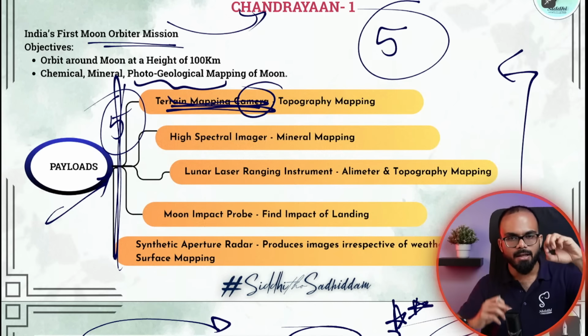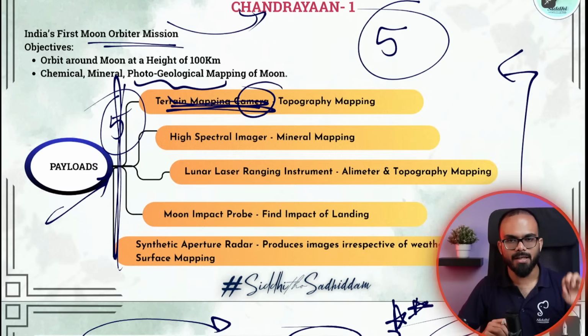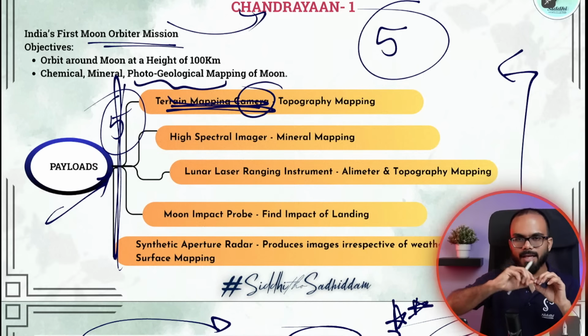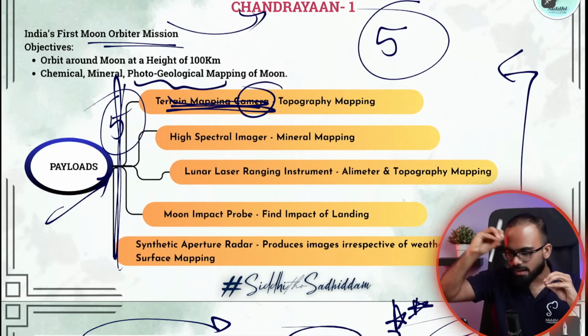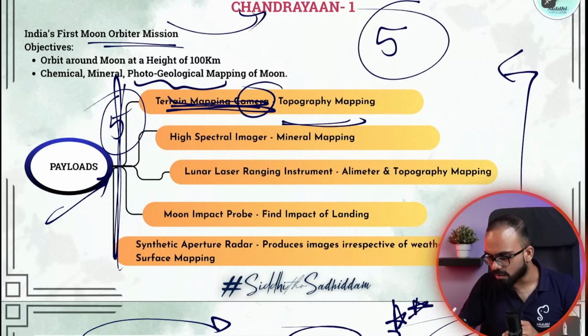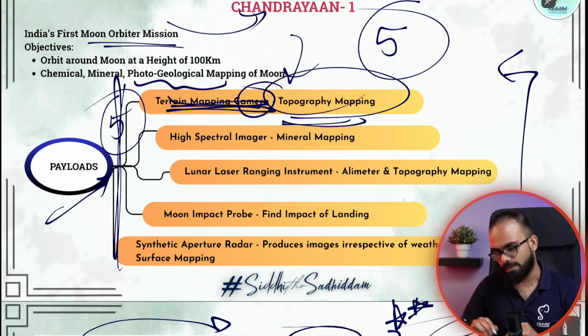Terrain mapping, topography mapping, cartography is all about drawing maps. There you are understanding the heights, you are looking at various heights that are there, and that mapping is called terrain mapping. The camera is used for topography mapping.